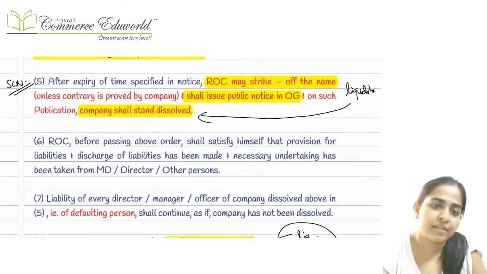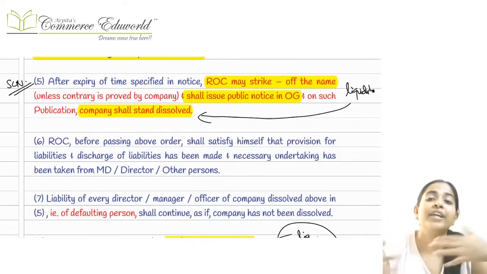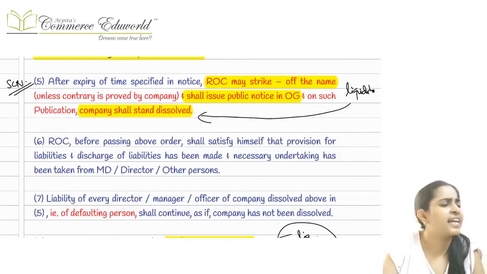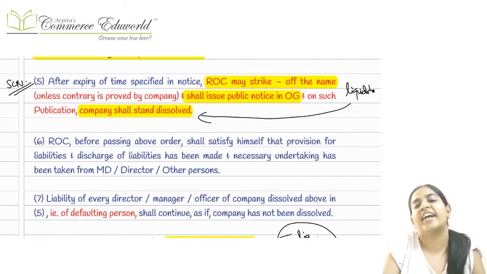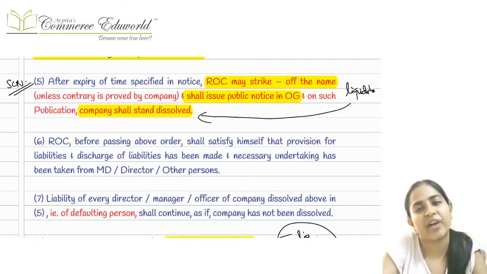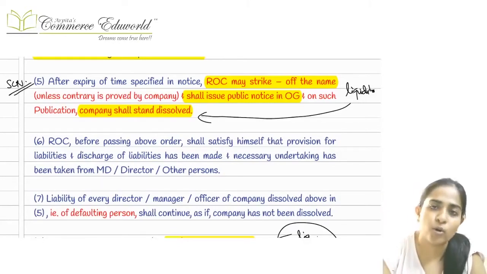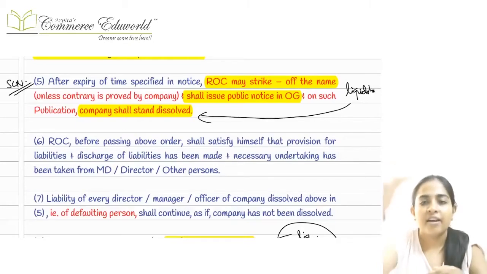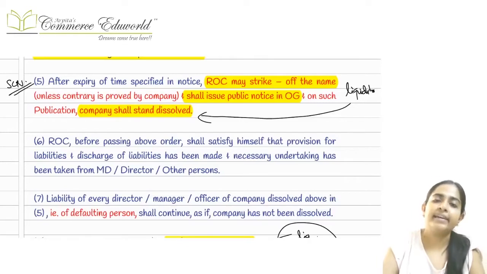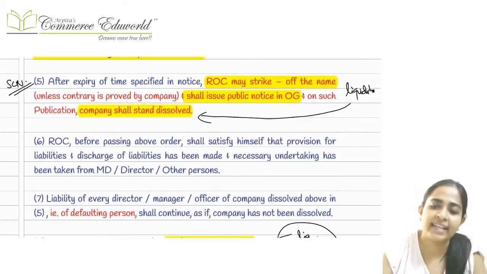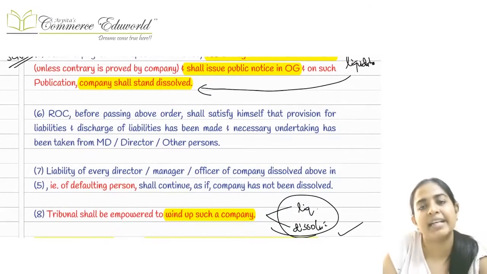Okay, after the ROC has given us a reasonable opportunity of being heard, after there is a communication between us and the ROC, if ROC is satisfied that yes, removal is justified, then ROC will straight away strike off our name from the register of the companies. It will issue a notification. Basically, central government does it. Central government, and below that we have the ROC itself. So ROC gets it done through the central government. Central government publishes this notice in the official gazette, and finally it is confirmed that yes, the name of the company will be struck off, and ultimately dissolution.